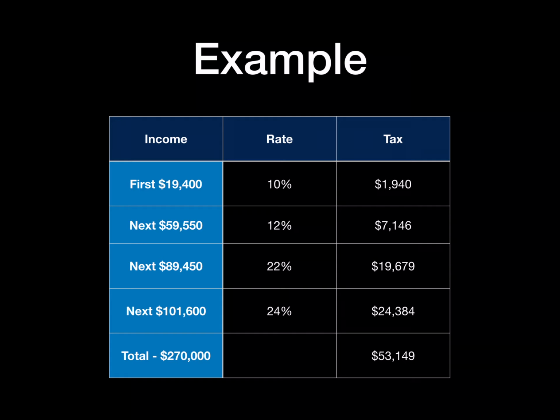Using our same $270,000 taxable income example, here's how we calculate the tax. The first $19,400 in taxable income is assessed at a 10% rate. Since you have more than $19,400 in taxable income, we proceed to the next bracket, where the next block of income is taxed at 12%. The next bracket is a pretty sizable leap from 12% to 22%. Our last block of income in this example is taxed at 24%. The sum of the tax calculated in each bracket in this example is $53,149.